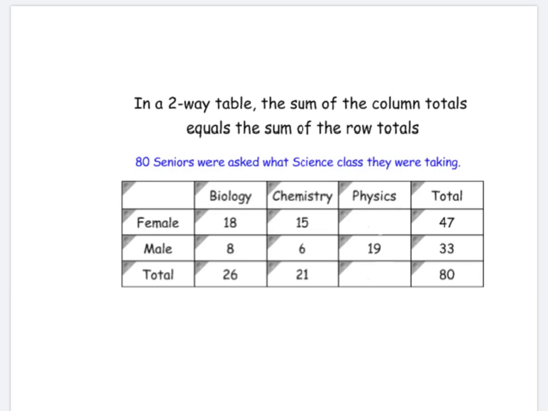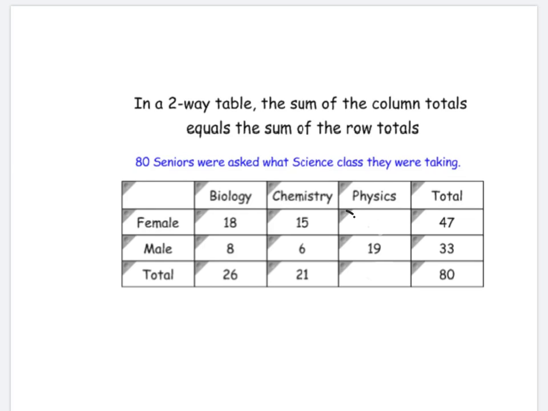So the columns, if you add them together, all should equal the grand total of 80, and the same thing with all rows. If you add all the rows together, it should equal the grand total of 80, because it tells you that 80 seniors were asked what science class they were taking. Normally there are more things to fill in besides two in a two-way table, but I'm going to look at how to find a couple of pieces of data here. Let's take a look at the females in physics, this column right here. Let's see if we can find the total there.